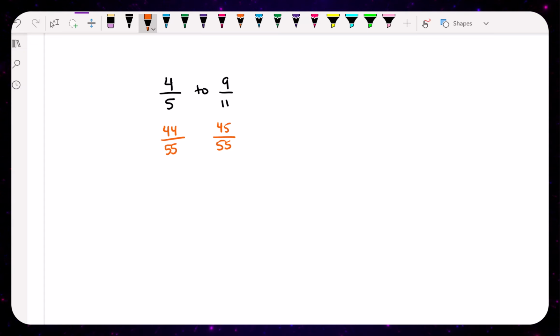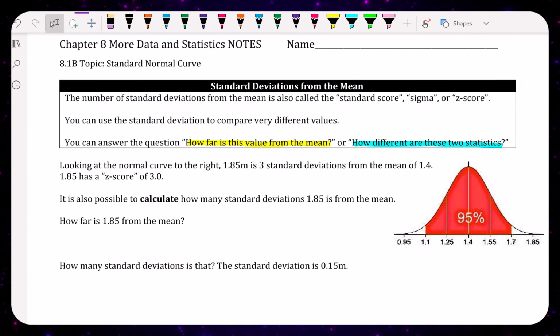Now these are awfully close to each other, but until you change it, you don't see that this 44 is actually less than 45. So here you don't know, but here you know for sure. Same concept, we're just doing it with normal distribution. So let's do a little bit of exploration before we get into the actual formulas for the day.